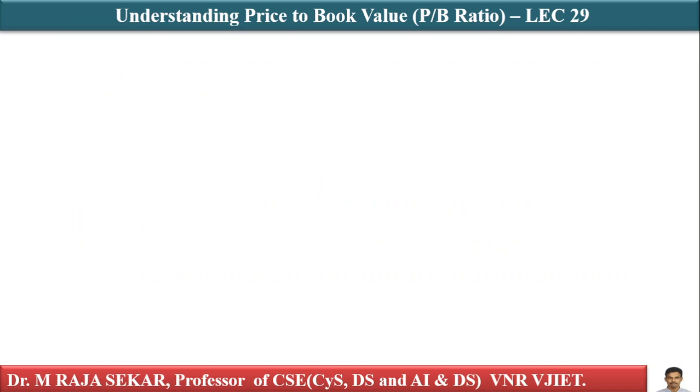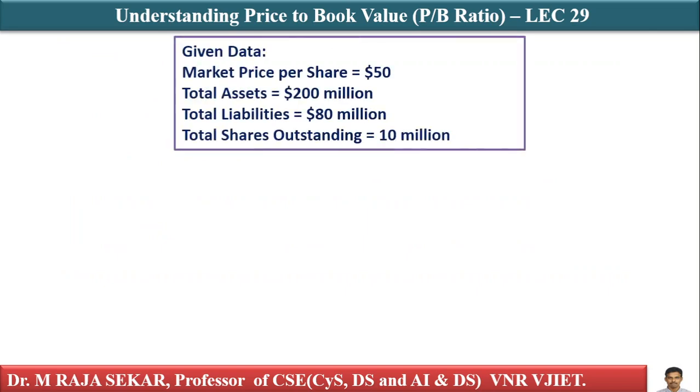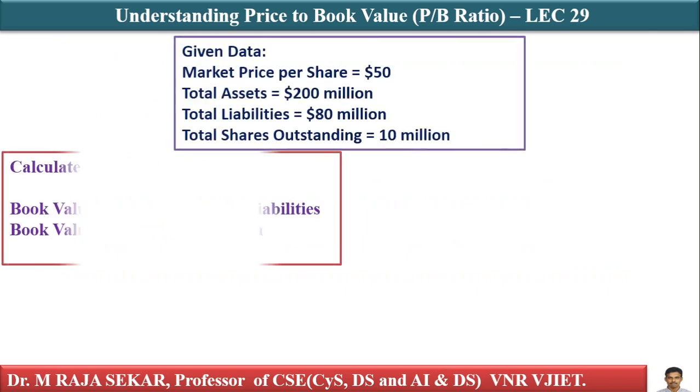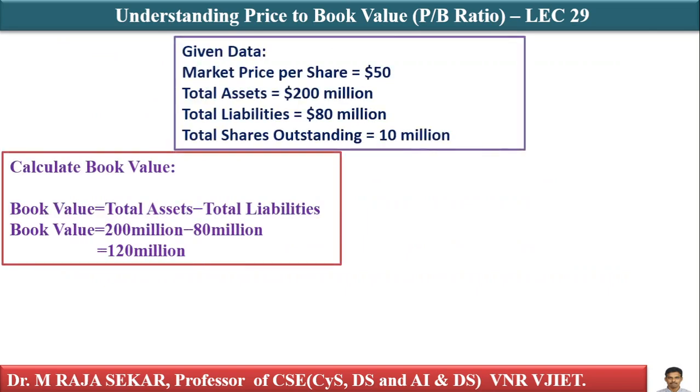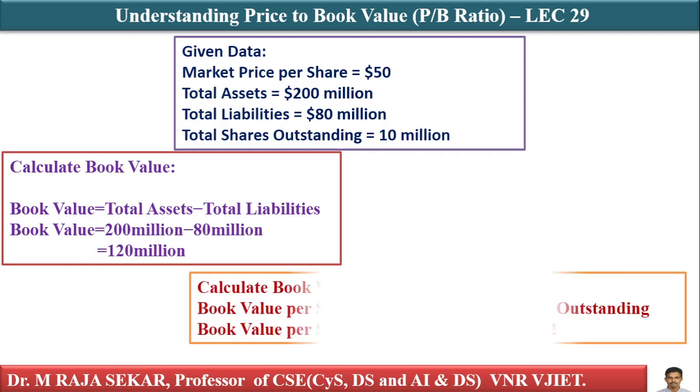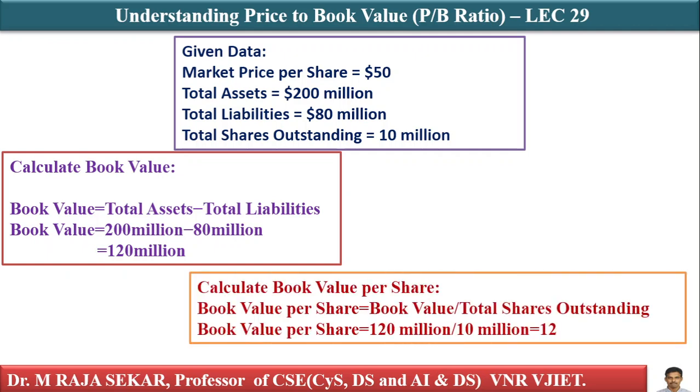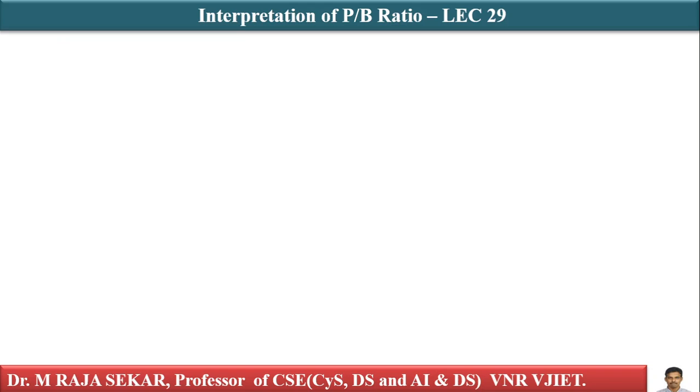Let me take one more simple example. This is given data. We know how to calculate book value: total assets minus total liabilities. This simple formula you can understand. Here you are getting P by B ratio as 12. A P by B ratio of 12 means the company's market price is 12 times its book value. Let us try to understand its interpretation.